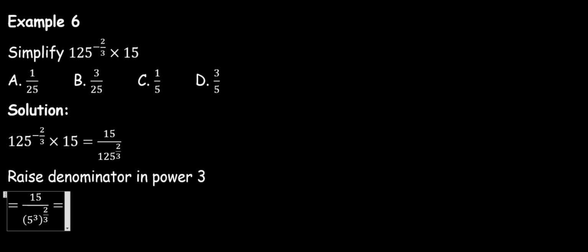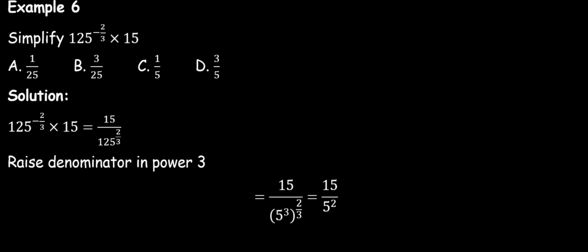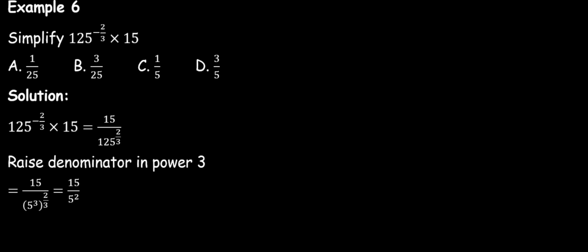And that will be equals to 15 over 5 squared. And expressing it in a better form, we know that 15 is the same as 3 times 5. And 5 squared is 5 times 5. So 5 will cancel out, and you have solution to be 3 over 5.